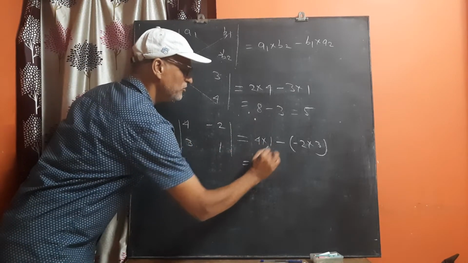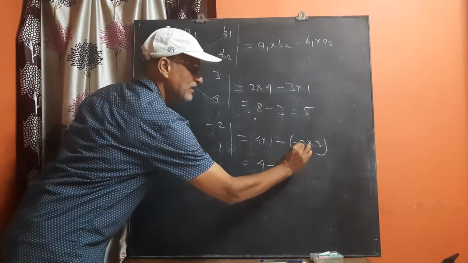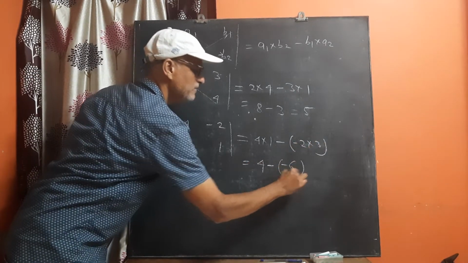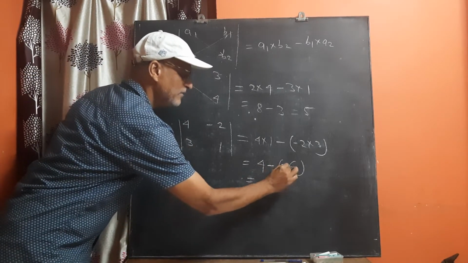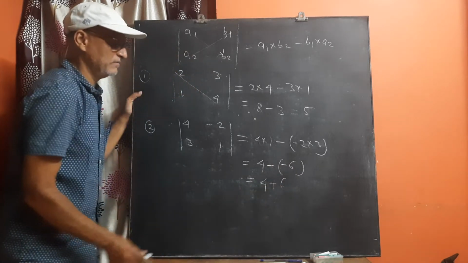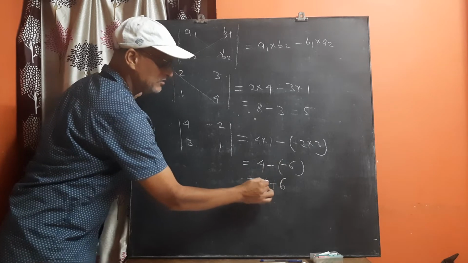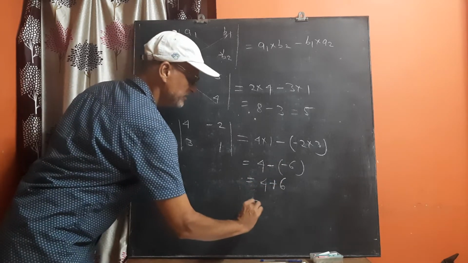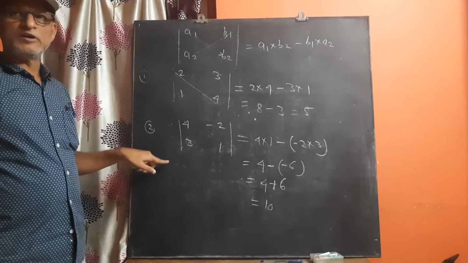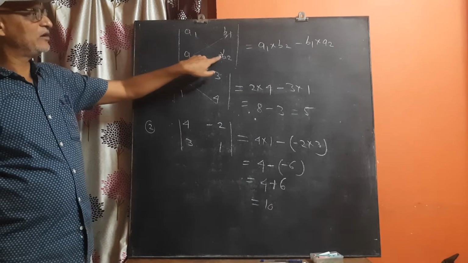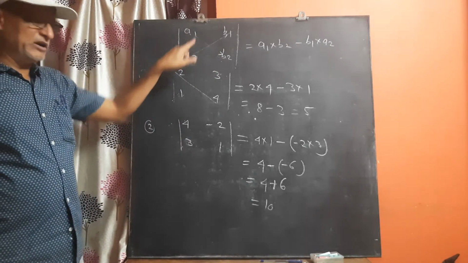Is equal to 4 into 1, which is 4, minus 2 into 3, that is minus 6. So 4 minus of minus, that is plus, so 4 plus 6, and 4 plus 6 equals 10. So that is the simplification of a 2 by 2 order determinant. This is the standard 2 by 2 order determinant, and these are the two examples on 2 by 2 order determinant.